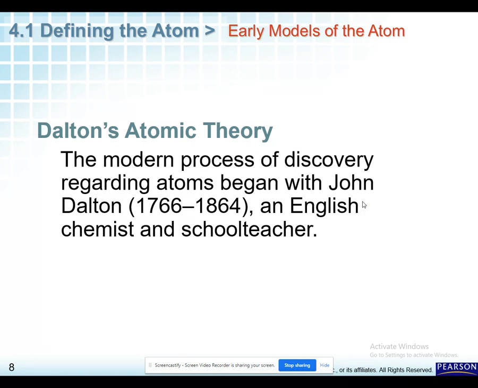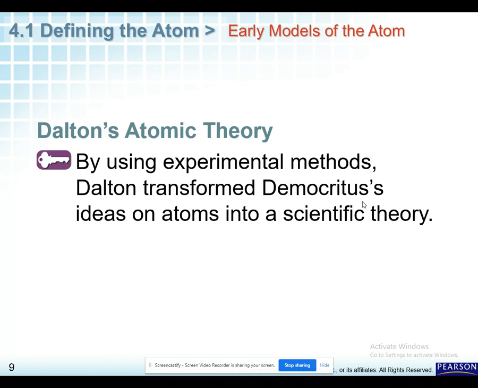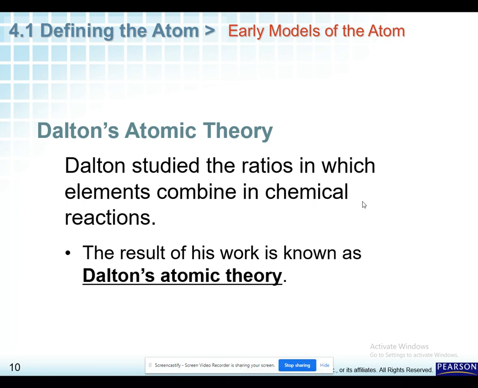He was an English chemist and school teacher, and he wanted to build upon the idea of the atoms, and he came up with Dalton's atomic theory. His was different than Democritus because he actually used experimental evidence to prove what he was saying. So by using experimental methods, Dalton actually built upon Democritus' idea of the atom into a scientific theory. So Dalton, what he did in order to form his atomic theories was he studied the ratios in which elements combine. So remember, ratios are like fractions, division. So how much mass of one element, how much mass of another element, and what was the mass of the compound?